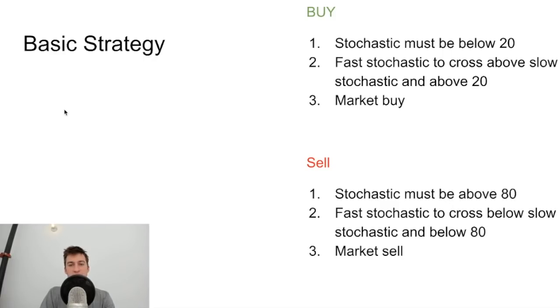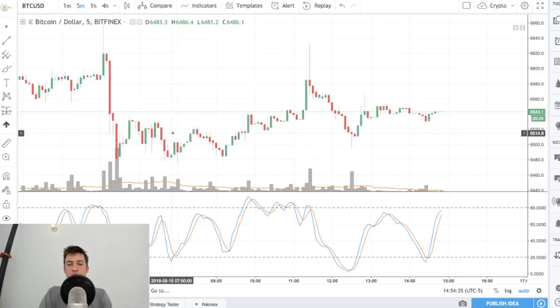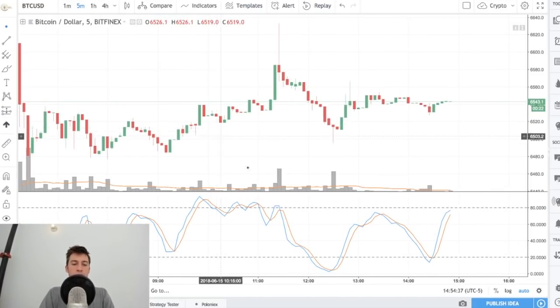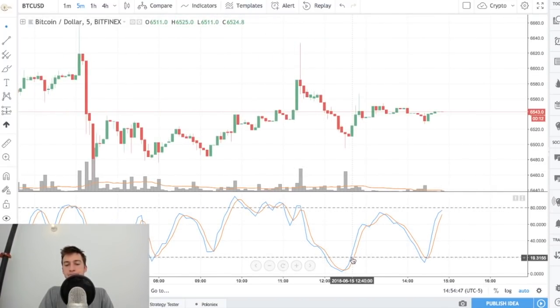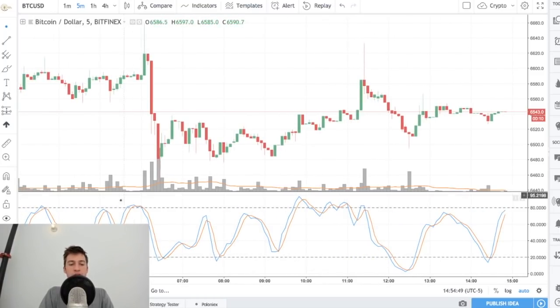If that doesn't make sense with the words, this is what it would look like visually, with the fast stochastic on TradingView being this blue, and the slow being this orange, as you can see here. So it would indicate a buy right here. And it would have indicated a sell here, and it would have indicated a sell here as well as here.